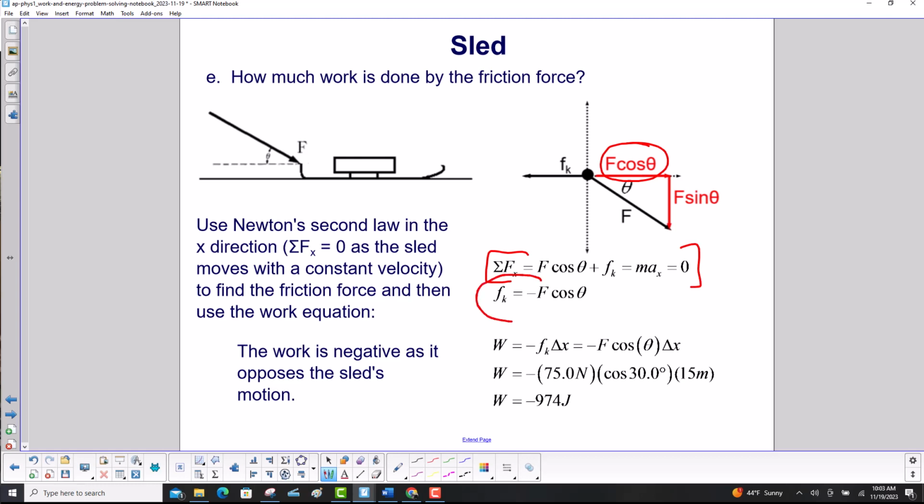So our friction force here is negative, which makes sense because it's opposing the motion. Here's our work equation. It's going to be the friction force times delta x, and again there's that minus sign. So that's F cosine theta times delta x, the displacement, and we get a negative 974 joules. The work is negative as it opposes the sled's motion.